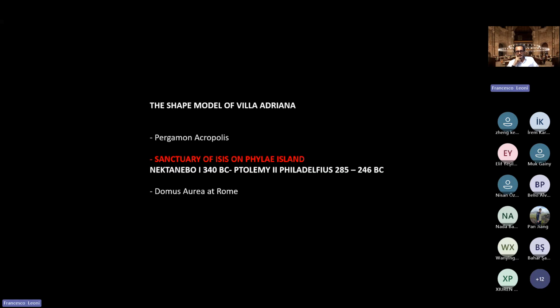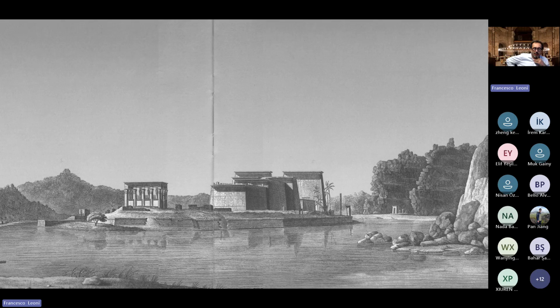We are talking about the sanctuary of Isis on the Philae Island. Now we are in Egypt. This sanctuary was built by Nectanebo the first in 340 before Christ. So even earlier than the intervention of the Acropolis of Pergamon. Philae Island was this incredible island pretty close to Aswan.